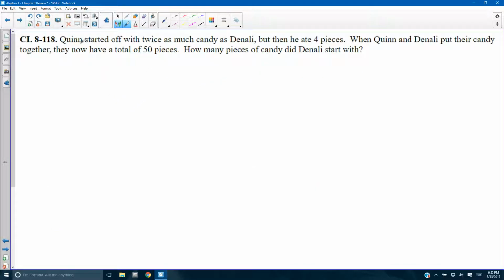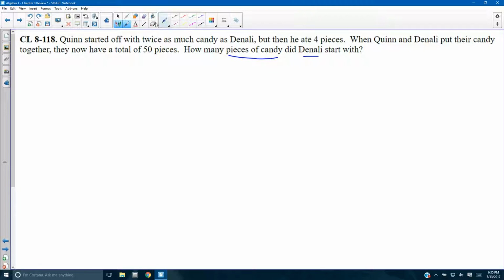Quinn. Hey, we have a Quinn. Quinn started off with twice as much candy as Denali, but then he ate 4 pieces. When Quinn and Denali put their candy together, they now have a total of 50 pieces. How many pieces of candy did Denali start with? Okay, here's the question. How many pieces of candy did Denali start with? It would be nice to actually just figure out how many pieces of candy either of them started off with, right? We don't know that answer.